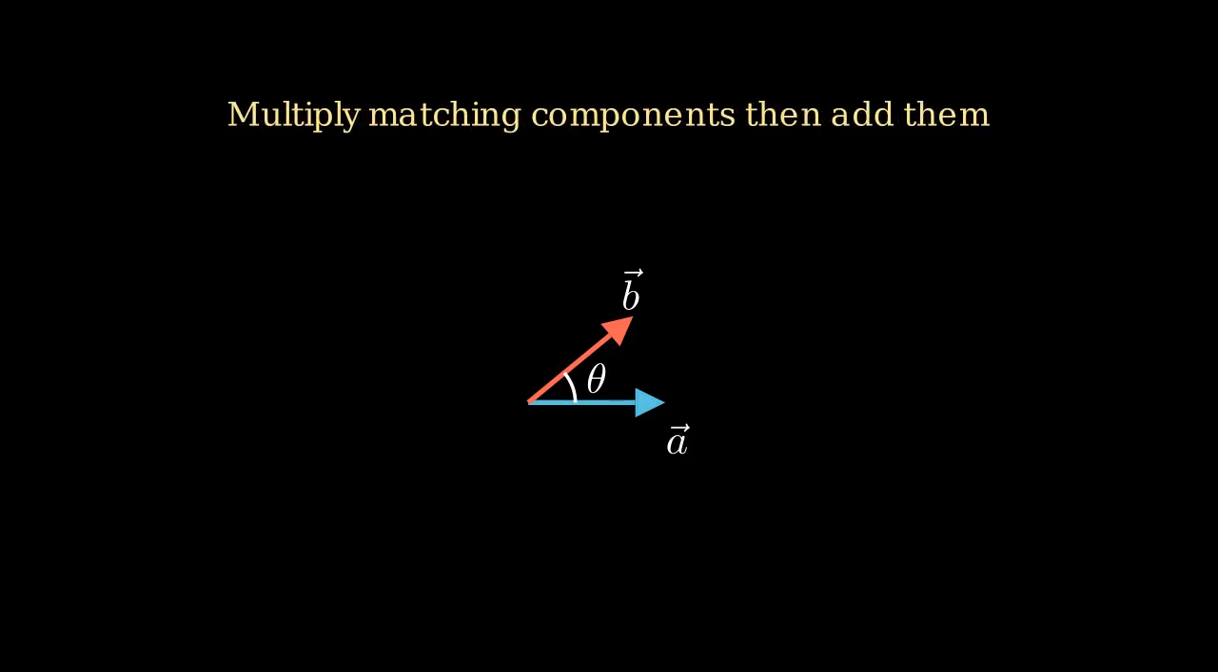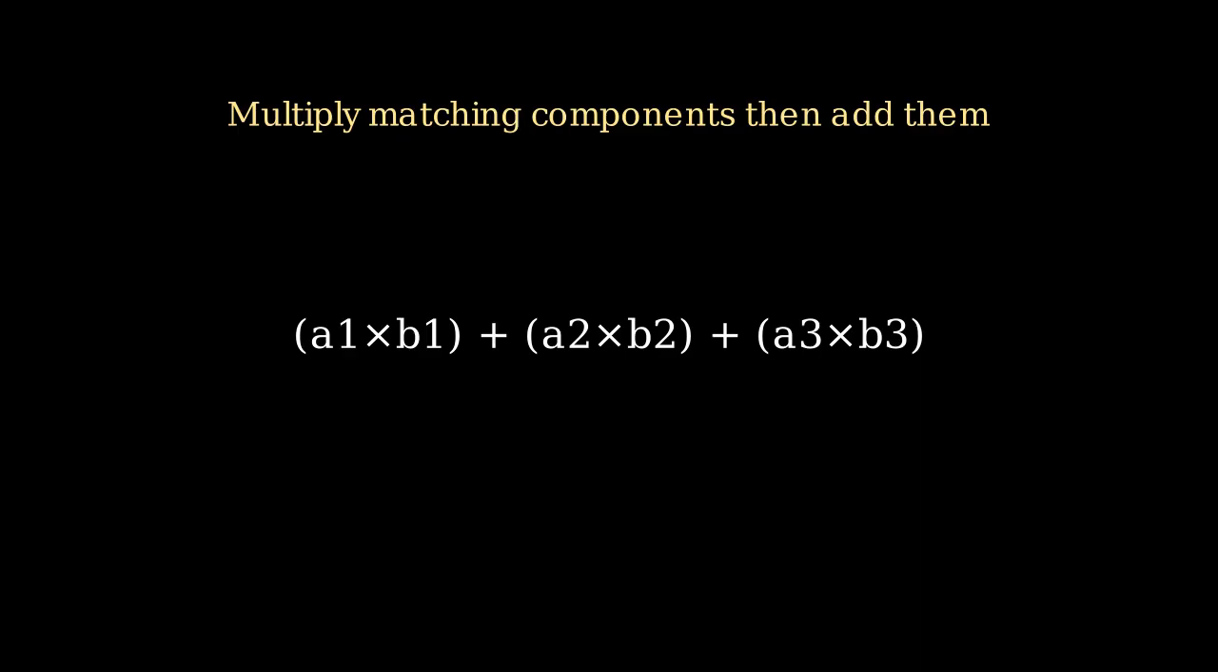Today we are looking at the dot product of two vectors and how it helps us find the angle between them. In words, the dot product of two vectors is found by multiplying each pair of matching components together and then adding all of those products up.